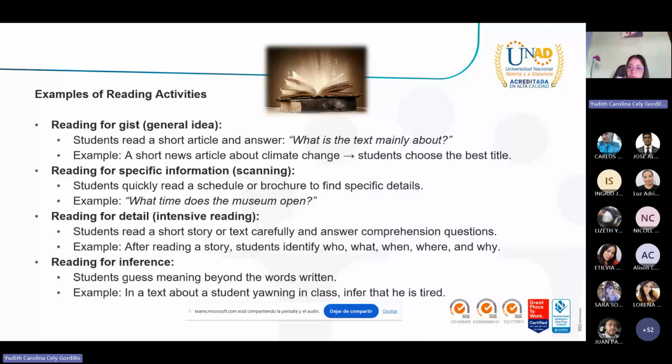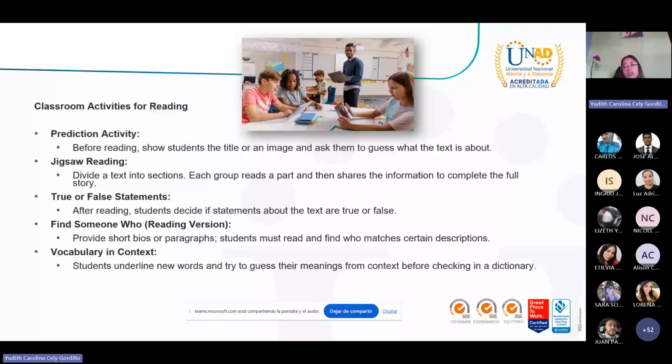Okay, that's perfect. In this case, we're going to work with different activities in the classroom, or different tasks with your students. In the first one, it is important you can predict. Show the student the title and image, and ask them to guess what the text is about. Try to identify what it is about.